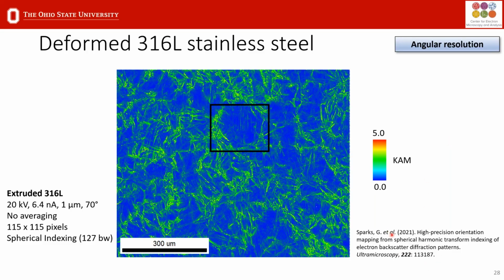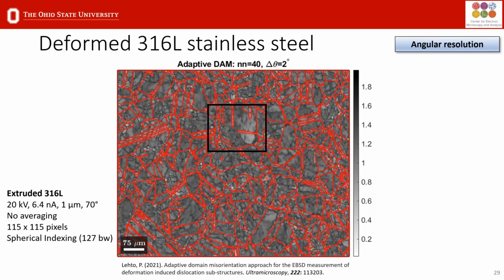This very nice paper by Gregory Sparks really goes into quite some detail in terms of the parameters of the spherical indexing and the effects pattern centering has on doing dislocation analysis on deformed structures.